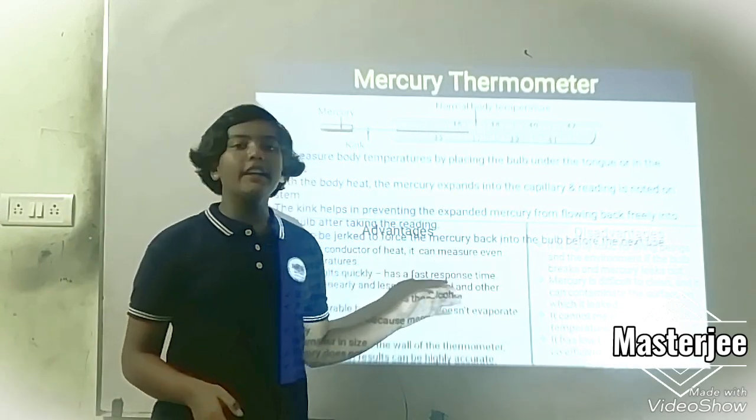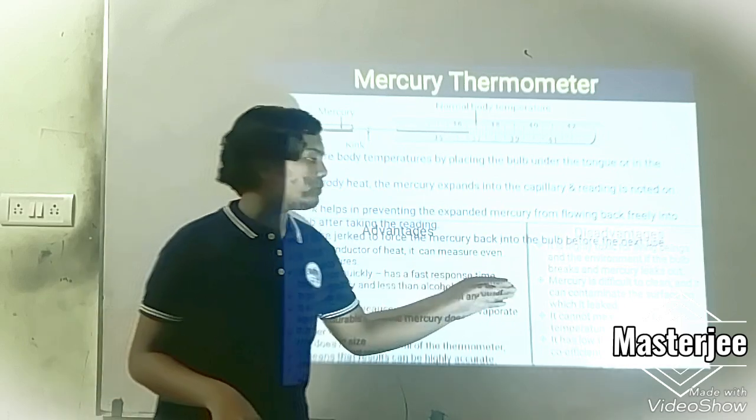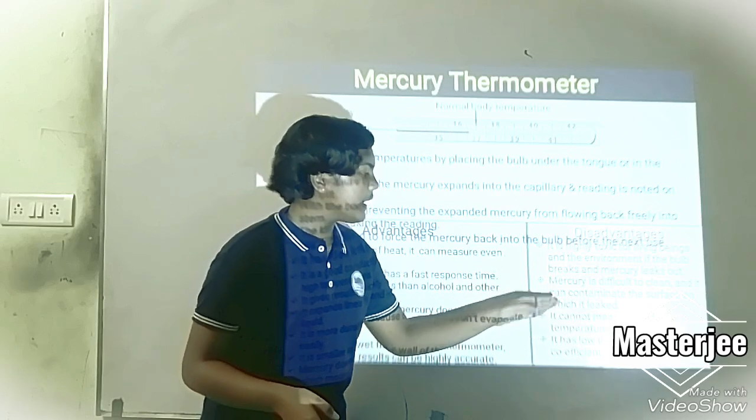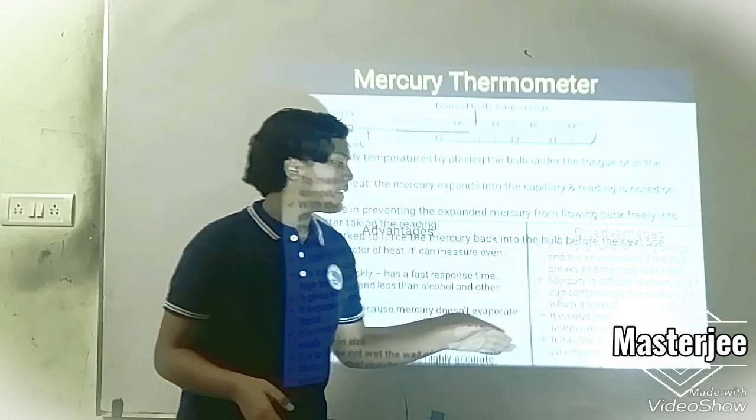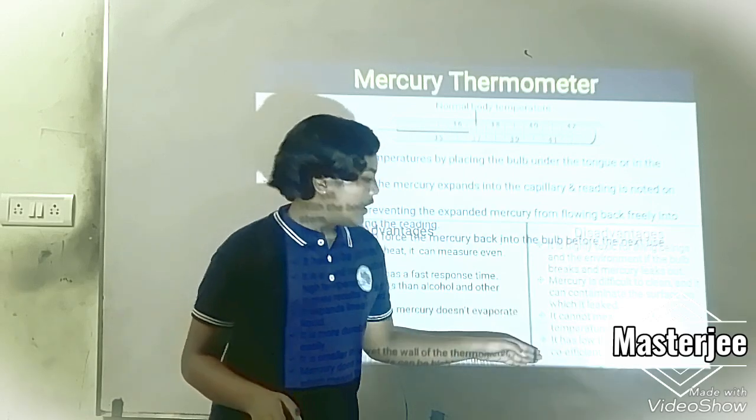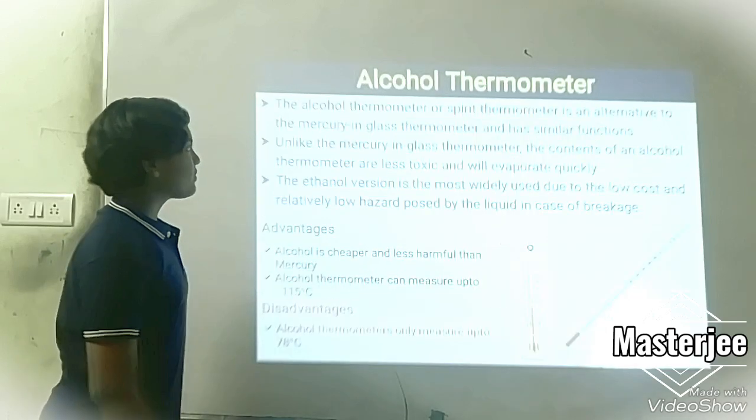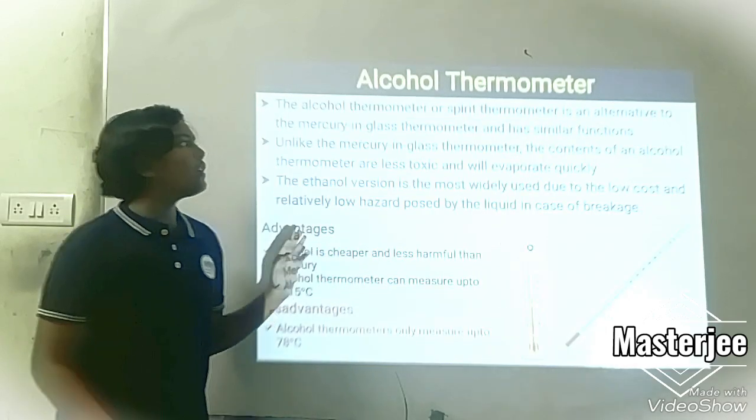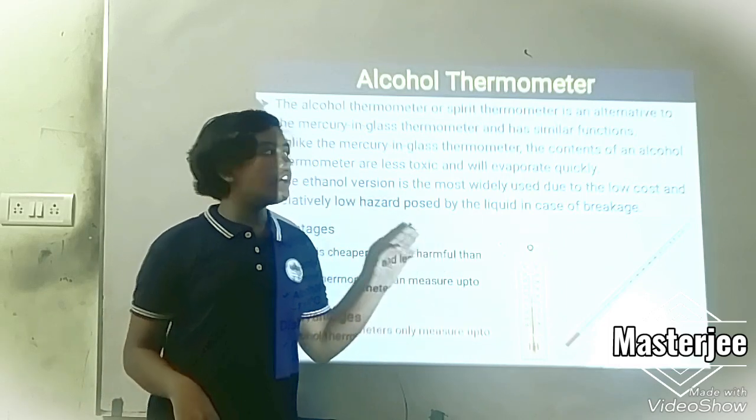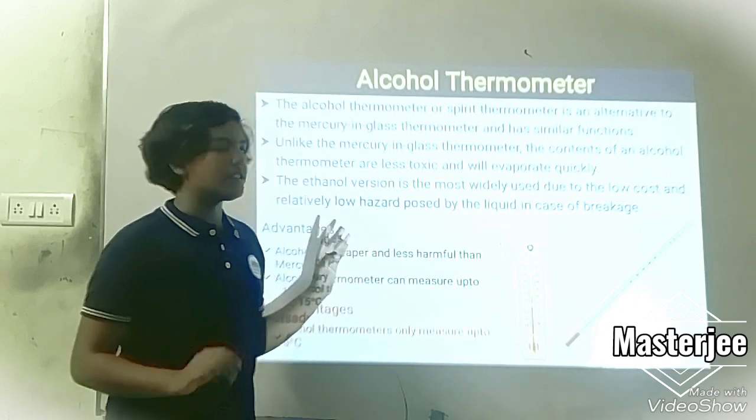Disadvantages. It is highly toxic for living beings and the environment. If mercury spills on any surface, it can contaminate the surface. It cannot measure cold temperature. It has a low thermal expansion coefficient. Alcohol thermometer. Alcohol thermometer or spirit thermometer is an alternative to mercury thermometer and has similar functions.